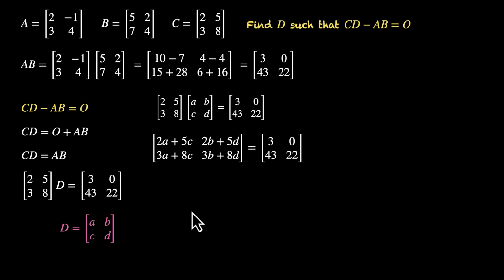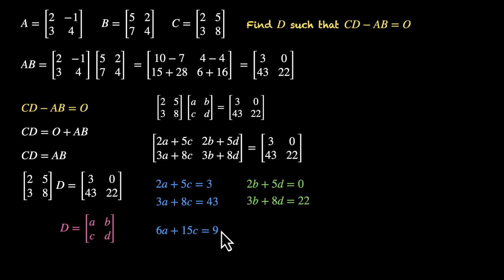Let's do that. So the first equation is 2A plus 5C is 3. Then we have 3A plus 8C, that's 43. We can use these two to figure out A and C. Then we have the other two, 2B plus 5D, that's 0, and 3B plus 8D, that's 22. We can use these two to figure out B and D. So let's do that. 2A and 3A, let's multiply both of them by 3 and 2. So this is 6A plus 15C equals 9. And this becomes 6A plus 16C equals 86.